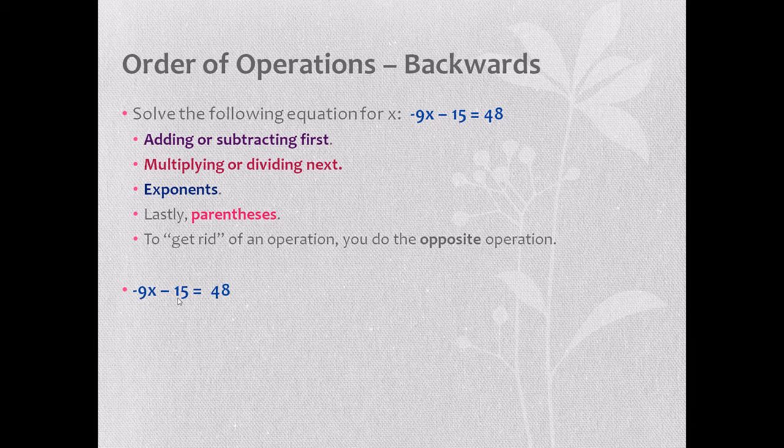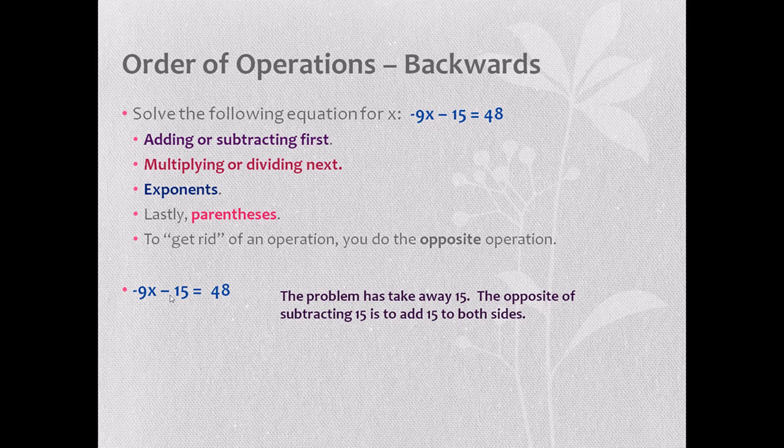So let's just go ahead and do this. Order of operations backwards says I have to start with adding or subtracting, and right there's take away 15. The opposite of subtracting 15 is to add 15 to both sides, and I mean both sides of the equal sign. So I add 15 over here, and negative 15 plus 15 is 0, and 48 plus 15 is going to give us 63. So I still have that negative 9x, because it's negative 9 times some number, equals now 63.